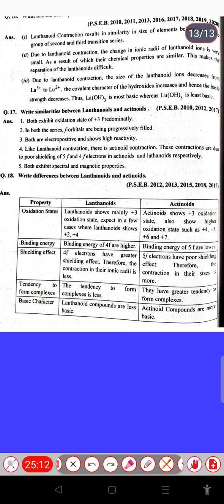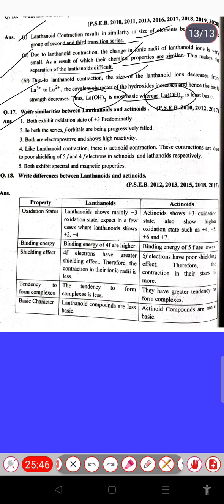So next are the consequences of lanthanide contraction. First, it shows similarity in the size of the second and third transition series. Second, due to lanthanide contraction, the change in ionic radii of lanthanide ions is very small, so their chemical properties are similar and the separation of lanthanides becomes difficult. Third, an important question: why lanthanum trihydroxide is more basic than lutetium trihydroxide. This will be discussed in the last question.